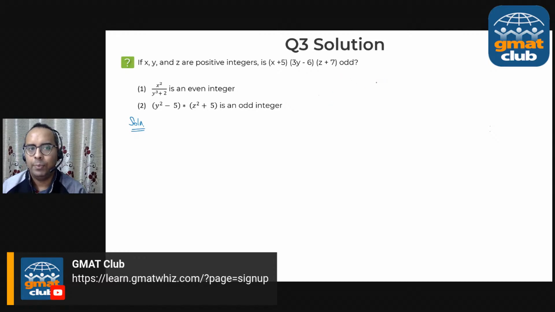Now, when you solve this question, you again use the same methodology. You read the first part. You see that it's saying that x, y, z are positive integers. So you make a mental note that x, y, z are all values like 1, 2, 3, and so on and so forth, positive integers. Keep that in mind. And the question is: is this expression odd?